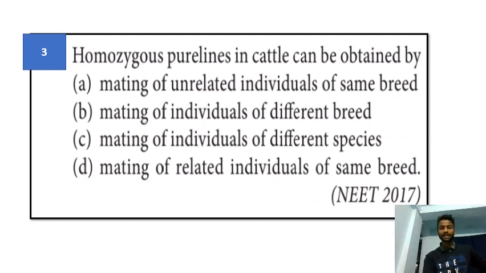Homozygous pure line in cattle can be obtained by mating of unrelated individuals of the same breed, mating of individuals of different breeds, mating of individuals of different species, or mating of related individuals of the same breed. Here the question is about homozygous pure line. We always get a homozygous pure line through breeding within the same breed, mating of related individuals of the same breed. So this is the answer, D.